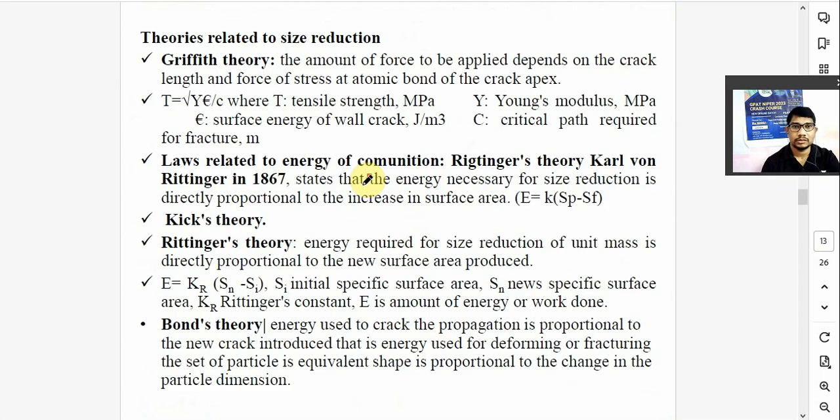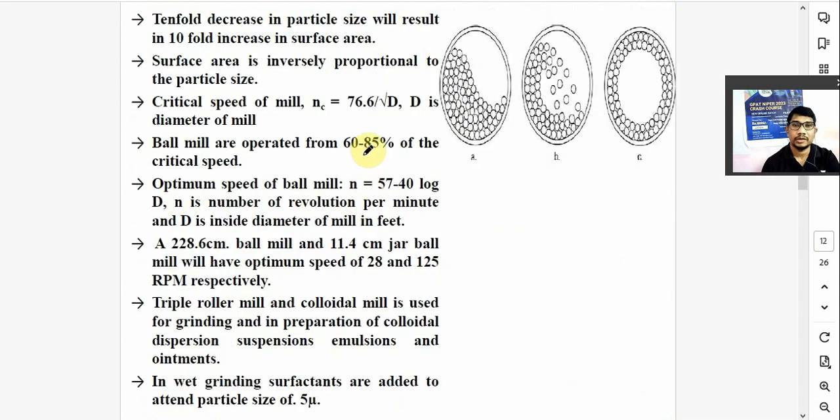We have seen all the mills. We have seen the ball mill. Critical speed of ball mill is important. Critical speed is equal to 76.6 divided by square root of d, which is very important. So it is the speed of ball mill above which you cannot operate the ball mill. Now they are operated at 60 to 85% of critical speed of ball mill.